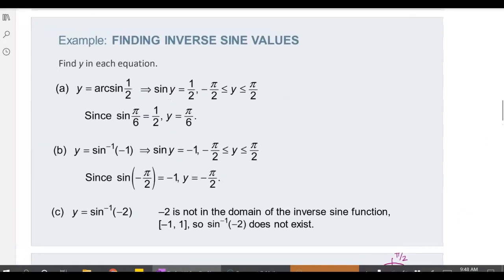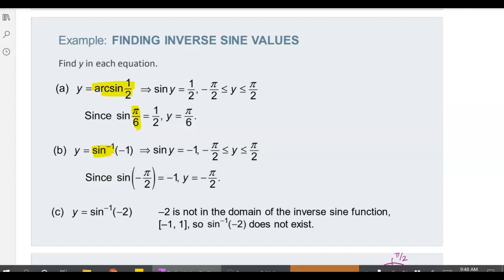Up here are a couple of questions. You can plug these into the calculator. In the calculator, you won't see arcsine, but you'll see this notation. So this is asking us, what angle has a sine of 1/2? Well, that happens when the angle is pi/6. And so that's the answer for this first problem here.